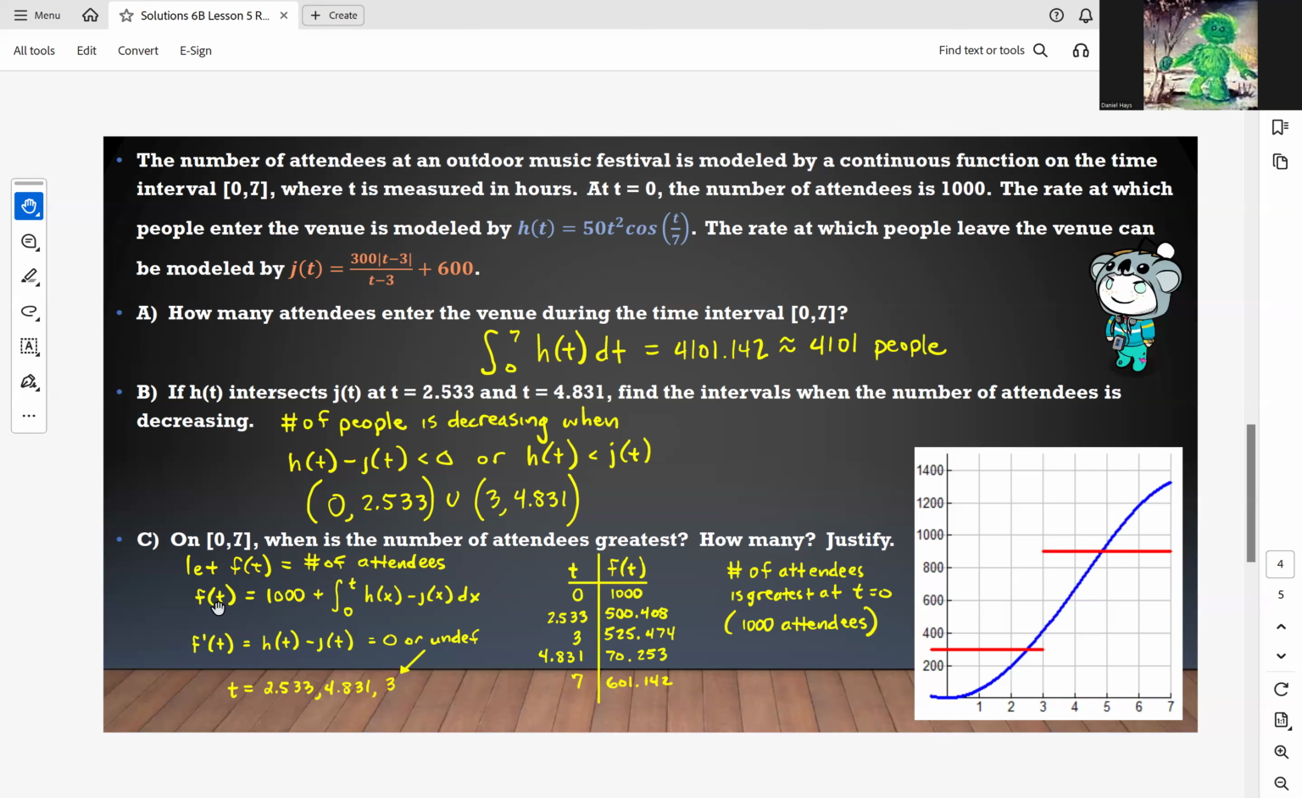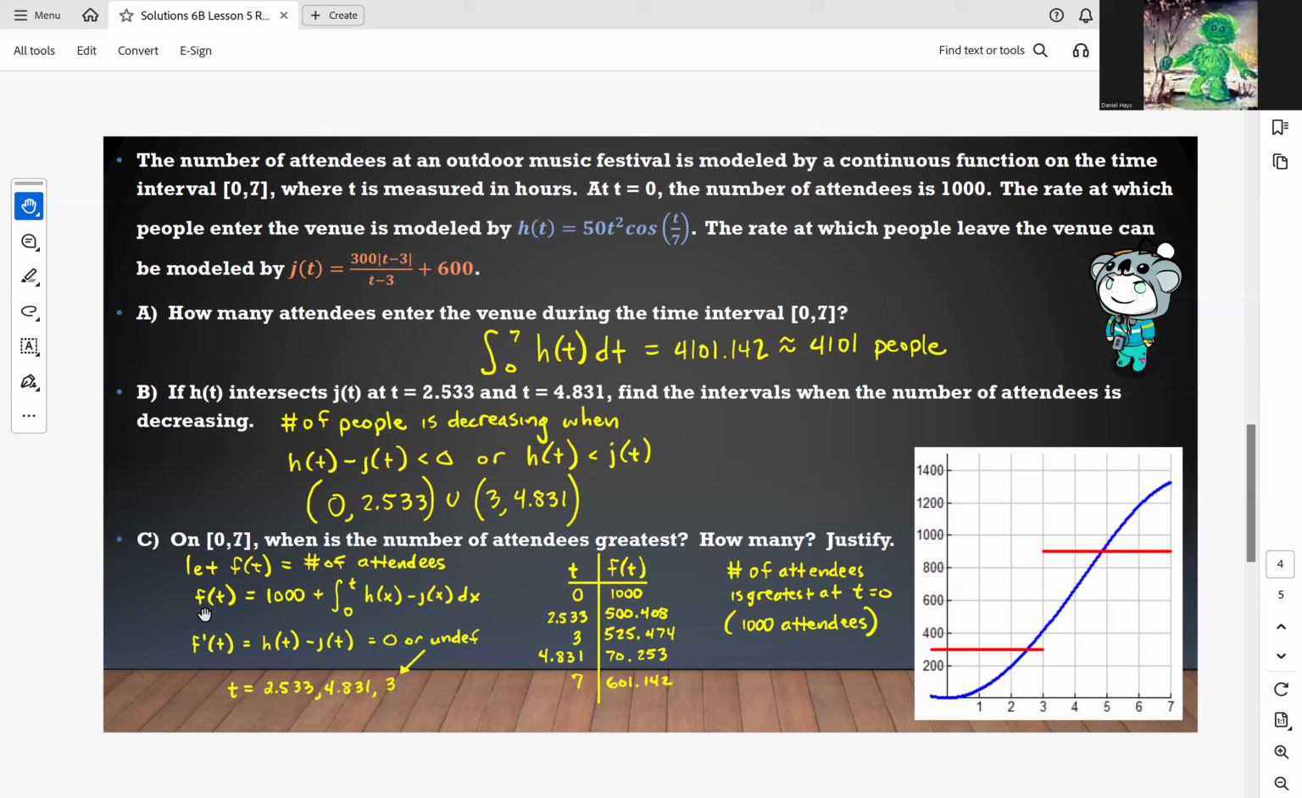And we know that the final amount at a designated time has to equal a starting amount, which was given, plus integral from the starting time up to whatever time we want. So we're going to go with 1000 plus an integral 0 to t. And we're integrating the rate of change. I have to consider the in and the out. So we're going to go with h minus j again. And I'm using a dummy variable in my integrand. I can't reuse t here. But yeah, this would be a function for a number of attendees.